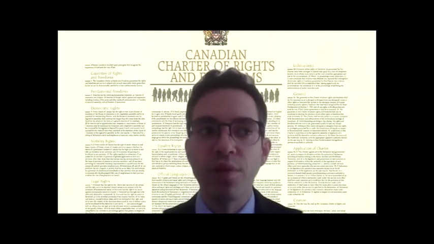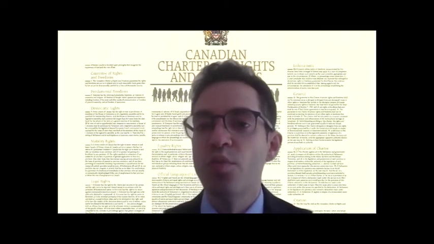And last but not least, Fuller's list of the requirements of legality includes this idea of congruence between the law as it is stated and the law as it is applied. We cannot have an environment of legality if the law is applied in a way that departs from the way in which it was communicated to the people who were bound by this law. And living constitutionalism, for similar reasons, also fails this requirement, because the law of the Constitution over time becomes more and more different from what the Constitution was originally said and supposed to be.